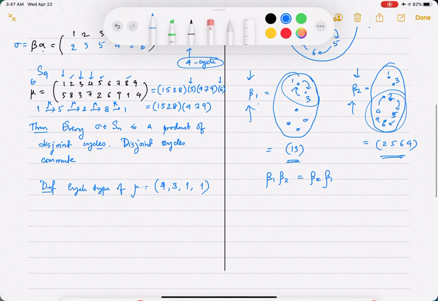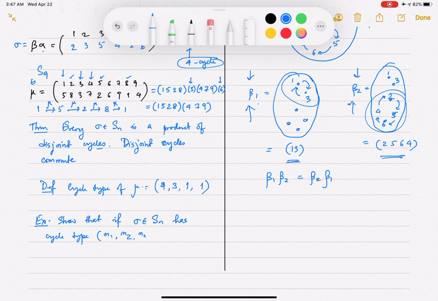So here's, for example, one thing the cycle notation is good for. This is a reasonably easy exercise. Show that if sigma in Sn has cycle type n1, n2, n3, etc., nk, and usually we write them in decreasing order, then the order of this element is the least common multiple of these numbers.